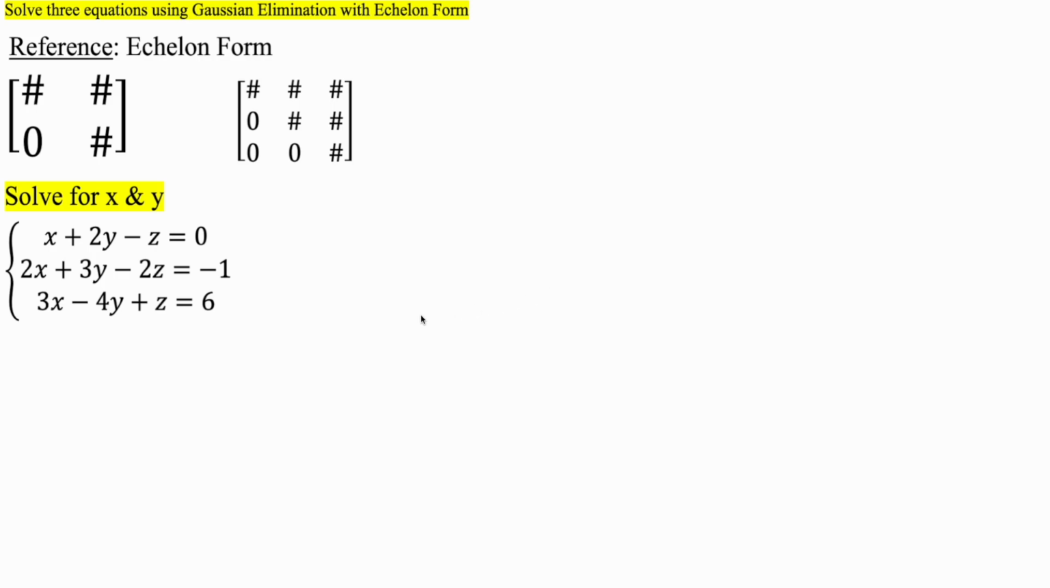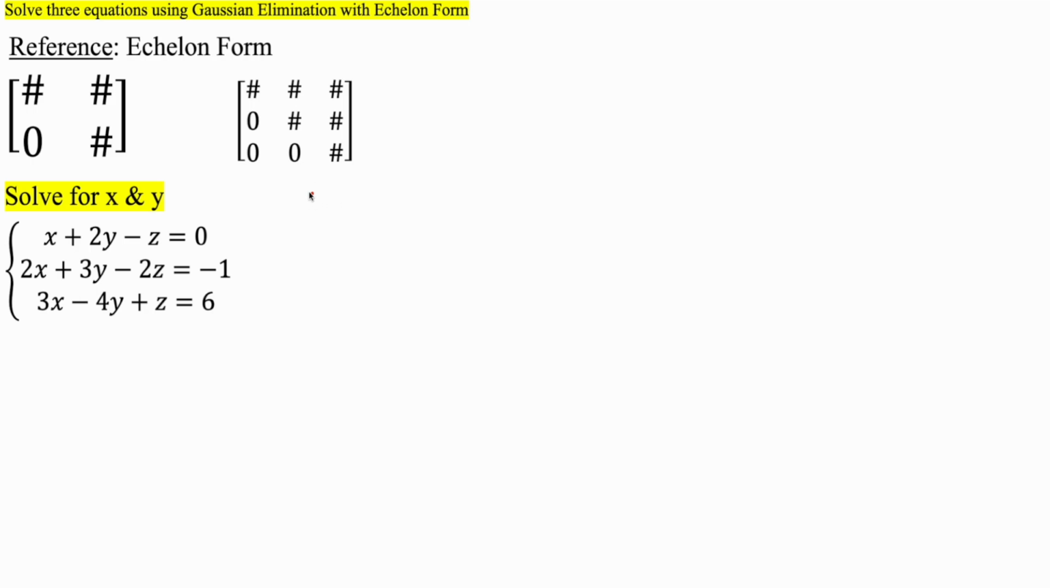Okay, in this video, we're going to solve this system of three equations using Gaussian elimination with echelon form. And in a later video, we'll solve it using row-reduced echelon form. With echelon form, you'll have a number here, number here, number here, and the bottom left would be a 0. This is for two equations, but now we have three, so it's very similar. All of these will be numbers, but the bottom left corner, this piece, this piece, this piece would be 0.